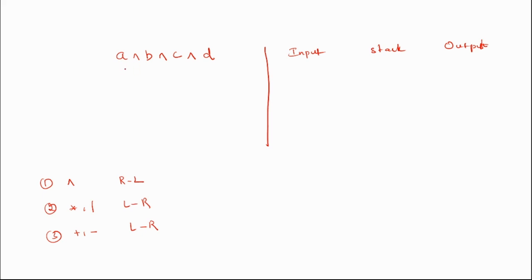So let's start with another expression. Here we have a to the power b to the power c to the power d. So we will solve it first using the direct method, and then we will solve it using stack. We have already learned that exponential has the highest precedence, therefore we have to solve it from right to left basically, right? So here we solve this first.